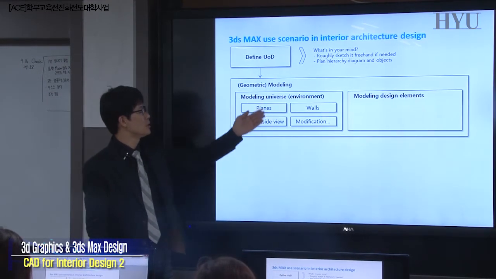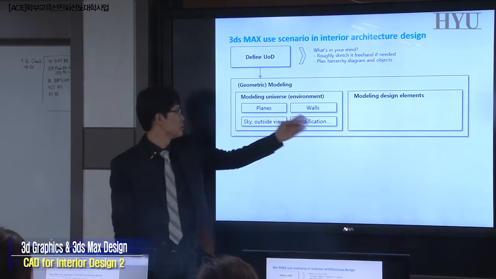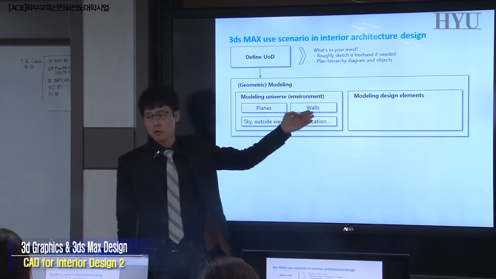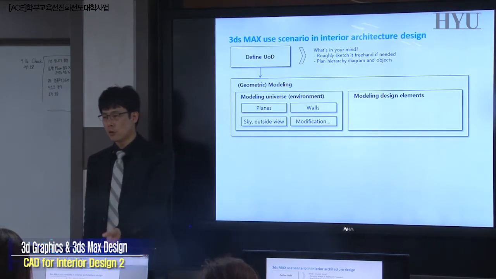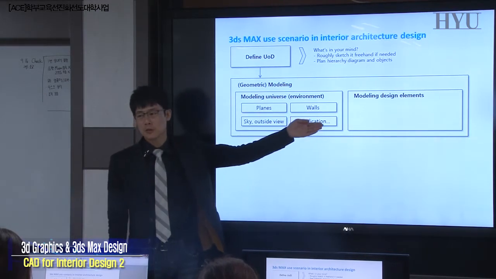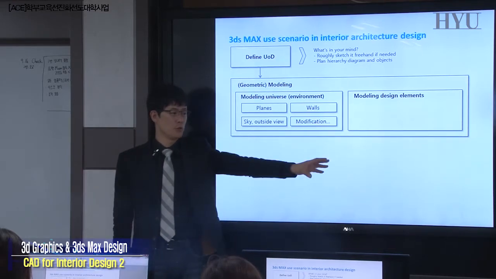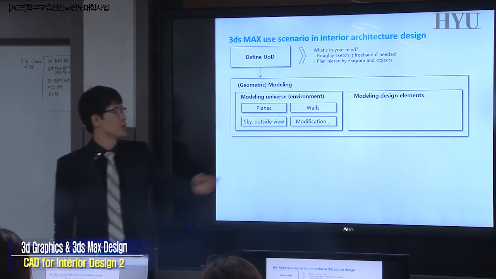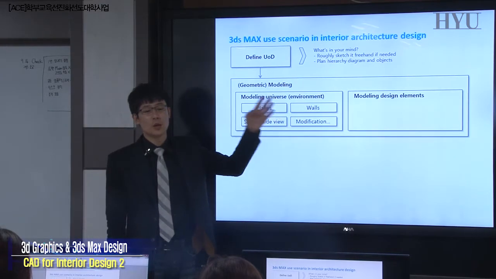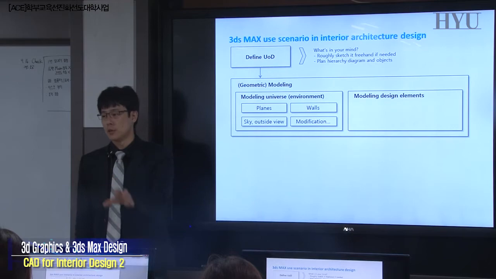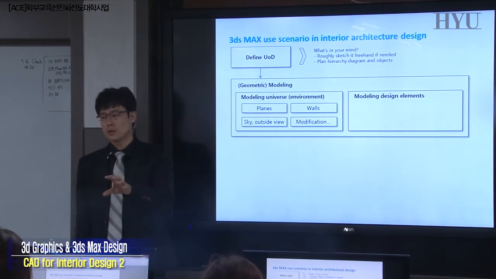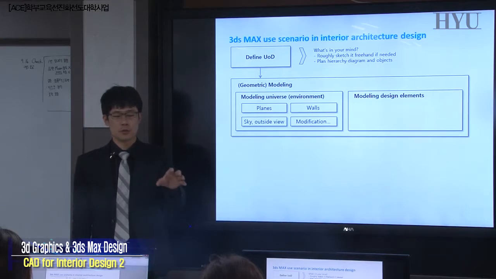In universe environment design, there are planes, walls, sky, outside view, modification, and so on. What are walls? When you are designing your studio work, you have to design walls. You have to design stairs, windows, doors, ceiling, bottom slab, and so on, because they are all building elements. You are working on that building design. But what if you don't need to design such things? Your focus was just furniture.